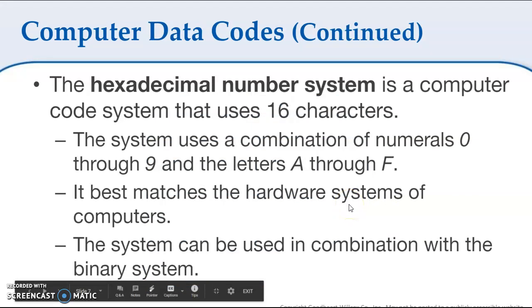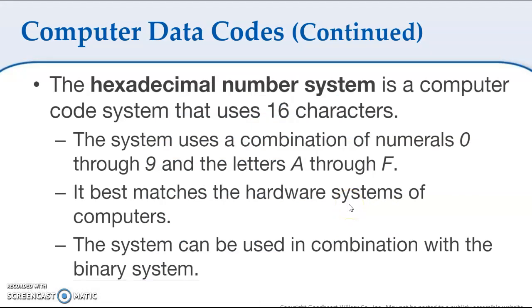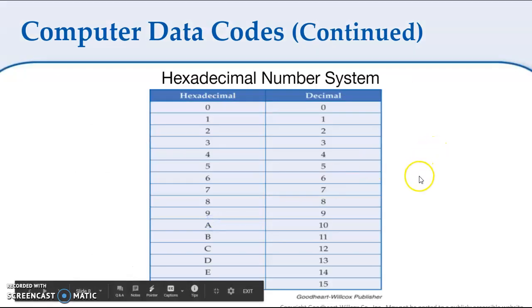The hexadecimal system is a computer code system that uses 16 characters. The system is going to use a combination of numerals 0 through 9 and letters A through F. That's what's going to be represented by this hexadecimal number code. It best matches hardware systems of the computers, and the system can also be used in combination with the binary system. All right, so the binary system and hexadecimal system work together, similar computer languages reflecting different deliverables. So let's take a look at the hexadecimal system.